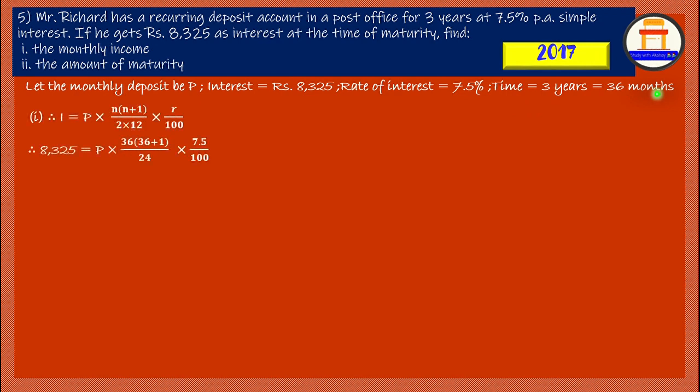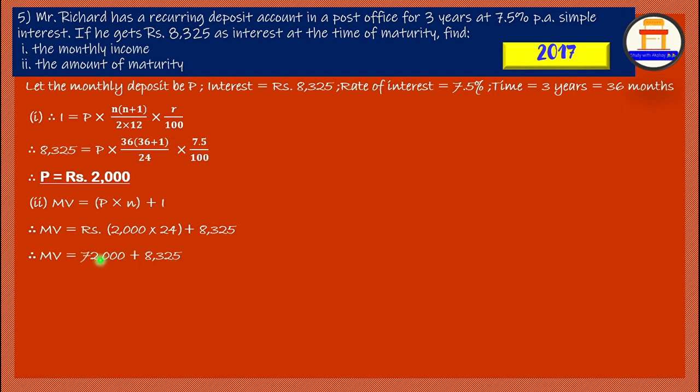We know this formula. Let's substitute it accordingly. We get this equation. Upon simplifying, we get P as 2,000 rupees. That is our monthly installment. Right. And then the amount of maturity, that is basically the maturity value. So maturity value, we know this formula. Let's substitute accordingly. We get this equation. So 2,000 into 36 is nothing but 72,000 plus 8,325, which is nothing but 80,325 rupees. So this is the maturity value.